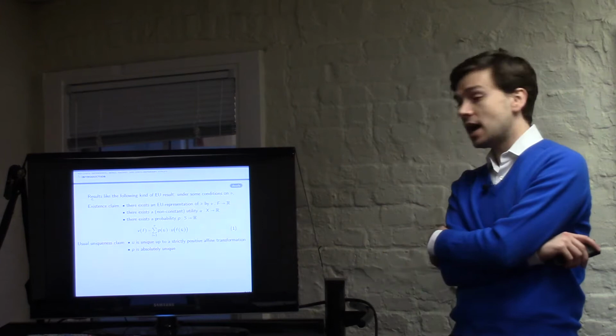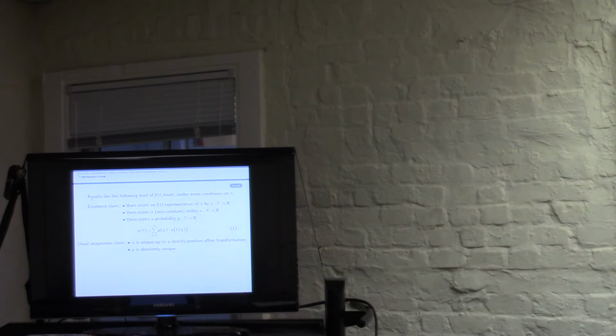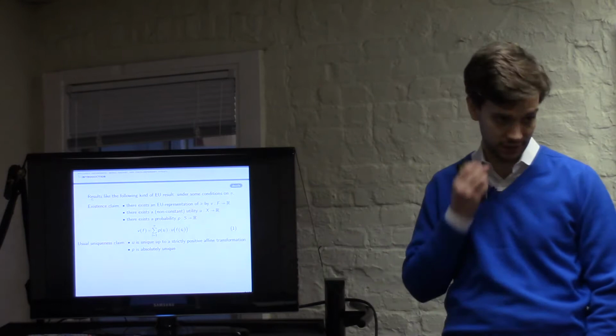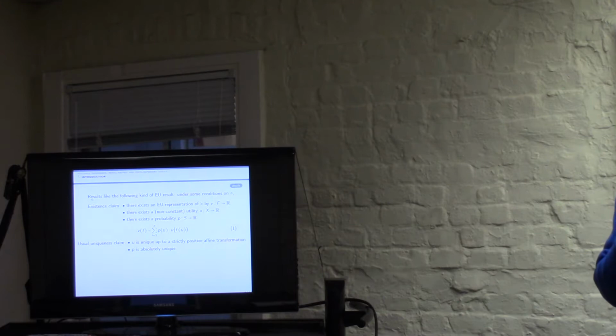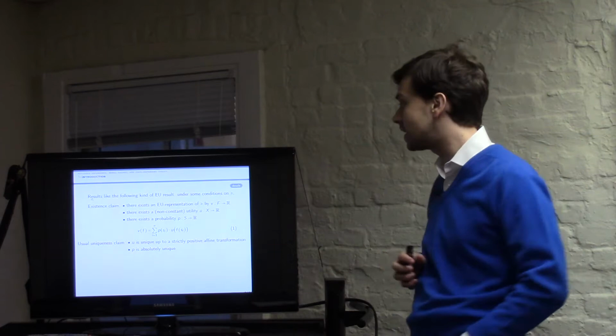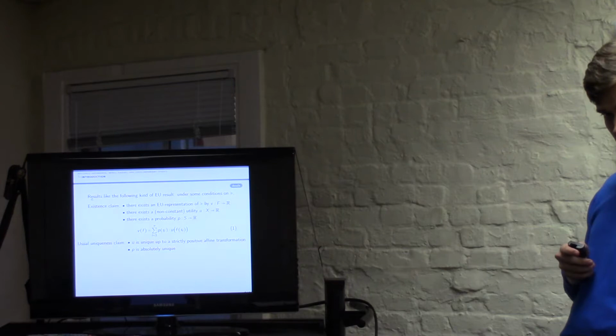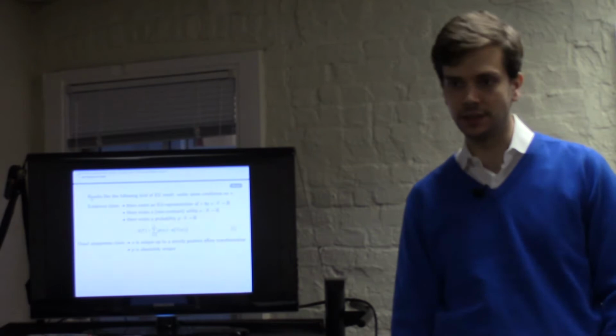Now, this sort of representation theorem, of course, comes with a uniqueness claim, a uniqueness theorem, and the standard version, which is what I'm going to focus on today, so this is why I flag it, is that the utility function U is unique up to any strictly positive affine transformation, and the probability function P is absolutely unique. So this is the standard sort of result you would like to get, the name of the game. V is defined as a function from F to R. This is the expected utility function.